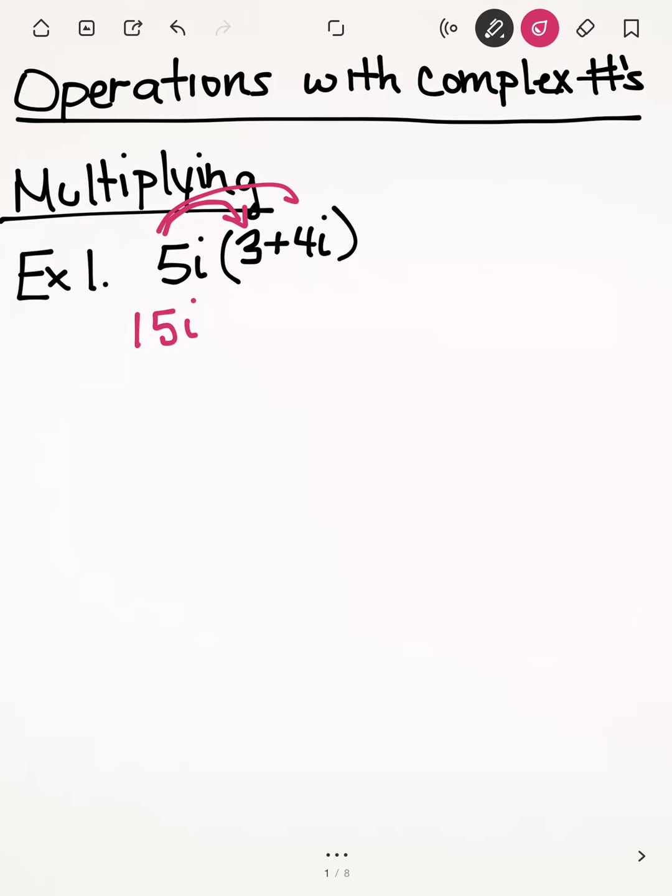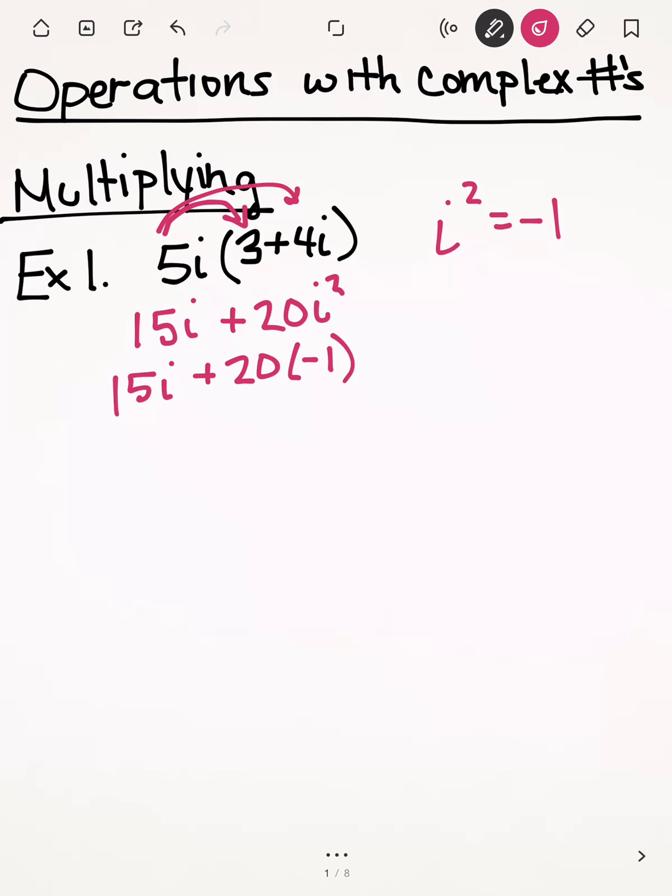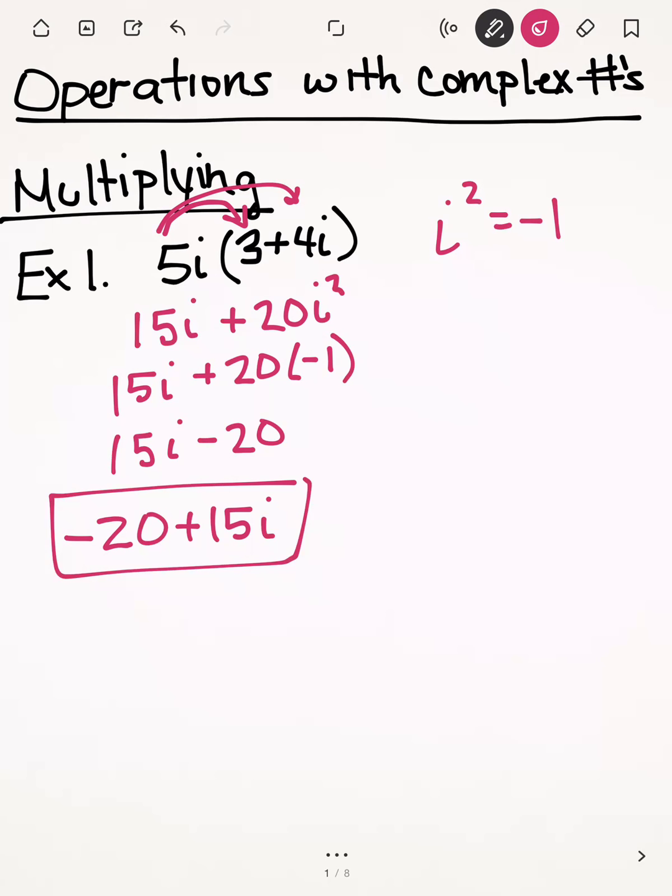Then 5i times 4i would be a positive 20i squared. Okay, what we need to remember is that i squared equals -1. So we need to replace the i squared with a -1. So we have 15i plus 20 times a -1. Well, 20 times a -1 is a -20. So I have 15i minus 20. And then I need to put it in the form of a plus bi. So I'm going to rearrange it and have -20 plus 15i. And that is my answer.